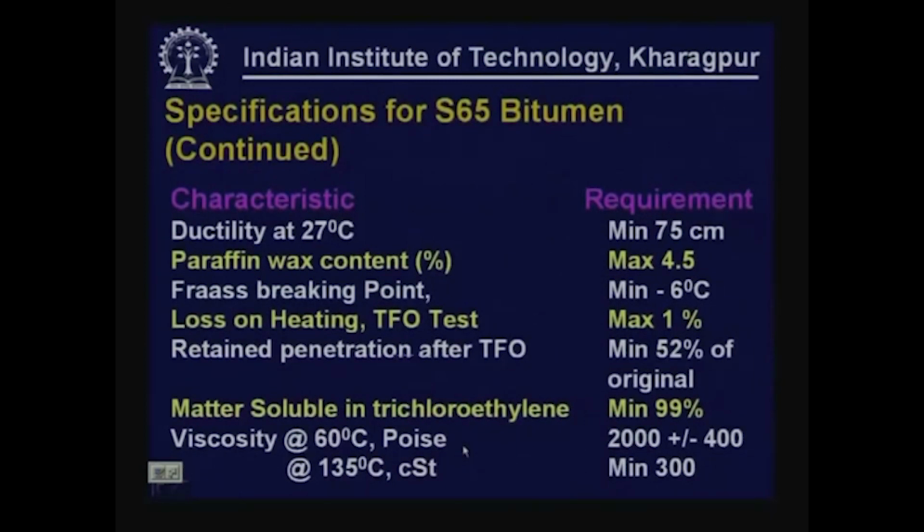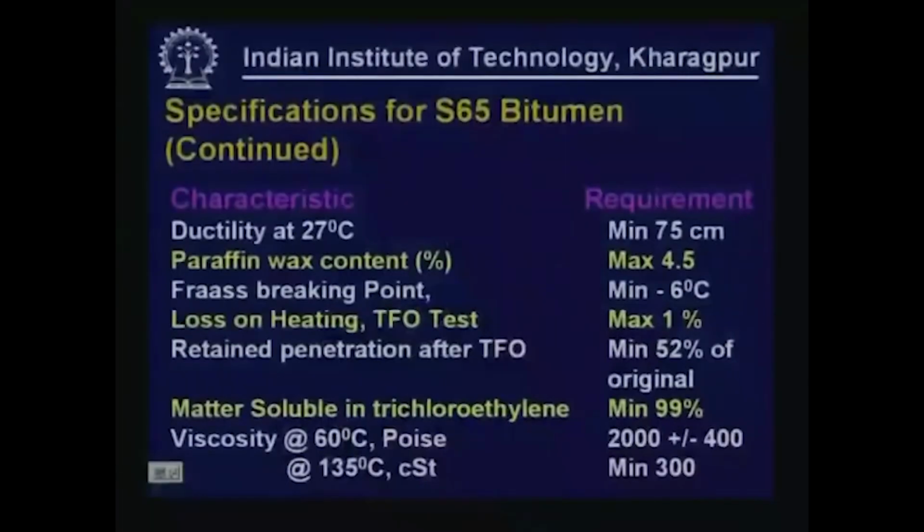Other specifications for S65 bitumen are ductility minimum of 75 centimeters, that means at a temperature of 27 degree centigrade, we should be able to extend the standard briquette up to a minimum distance of 75 without the briquette breaking. Similarly, the paraffin wax content should not be more than 4.5%. The frost breaking point, which is the temperature that represents the low temperature behavior of bitumens, should be a minimum of -6 degree centigrade.